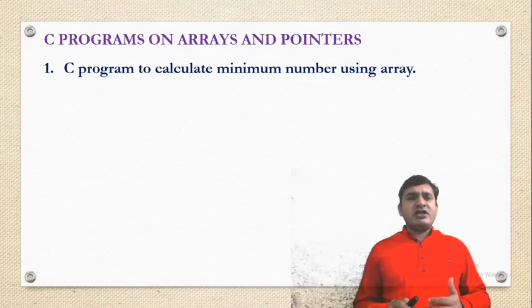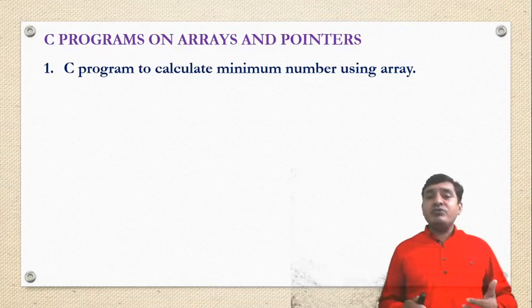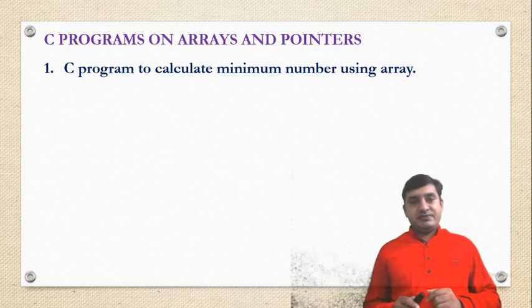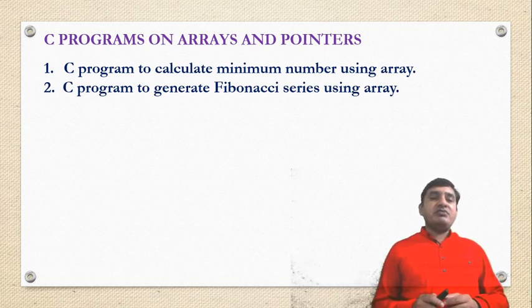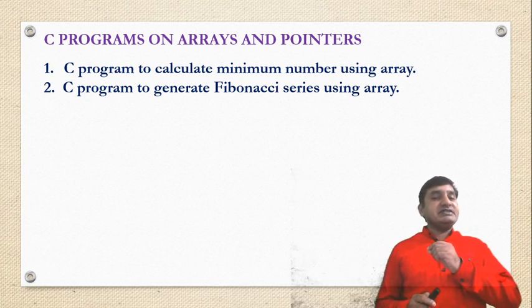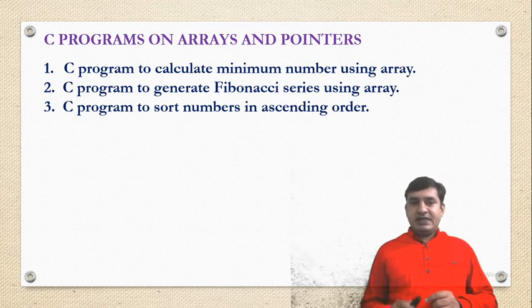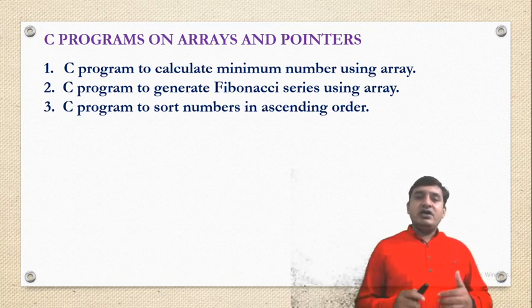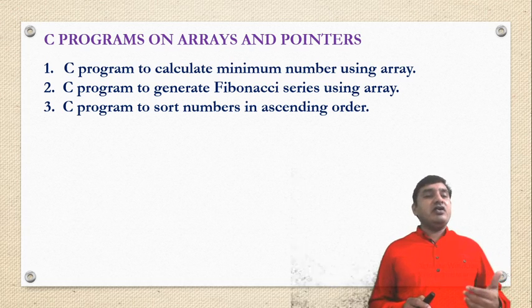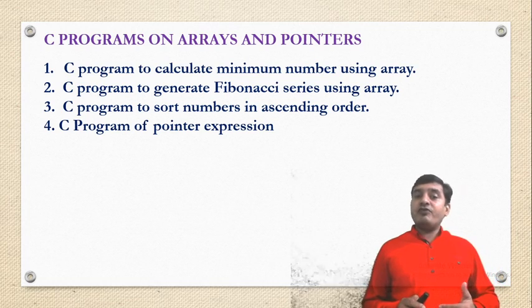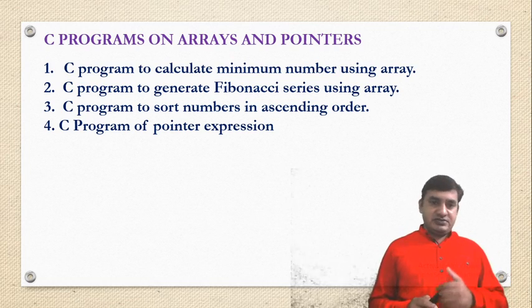Our first C program is a program to calculate the minimum number using an array. The second C program is a program to generate the Fibonacci series using an array. The third C program is a program to sort numbers in ascending order. The fourth C program is a program of pointer expression.